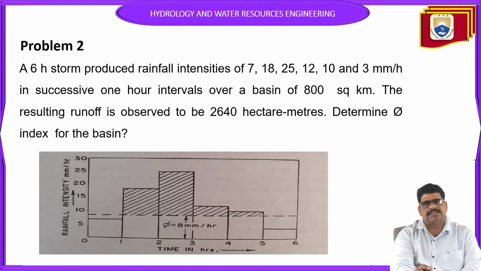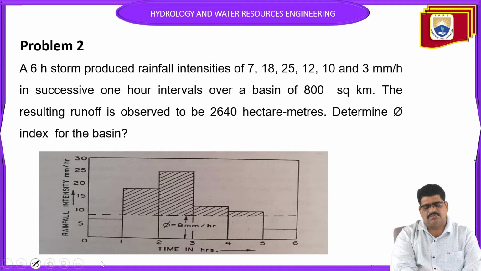Another problem, let us see, is a textbook problem by Jairam Reddy sir. A 6 hour storm produced rainfall intensities of 7, 8, 25, 12, 10 and 3 mm per hour in successive 1 hour intervals over a basin of 800 square kilometers. The resulting runoff is observed to be 2640 hectare meters. Determine the Phi Index for this basin. In this one, a diagram is given regarding the above problem.